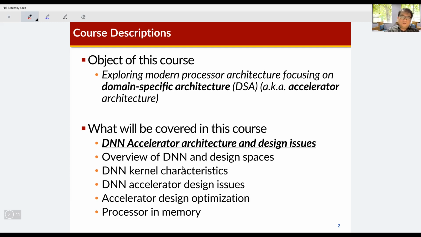So let's talk about the objective of the course. The objective of this course is to explore modern processor architecture, especially focusing on domain-specific architecture. This domain-specific architecture is called DSA in acronym. Also, this domain-specific architecture is called accelerator architecture. Recently, the accelerator is a very hot topic in the computer architecture research field.